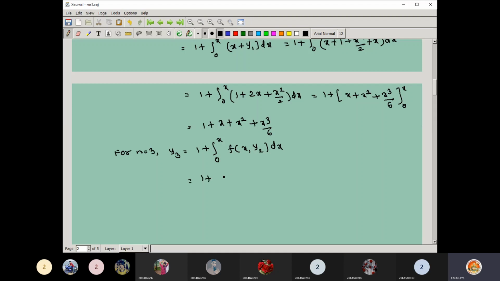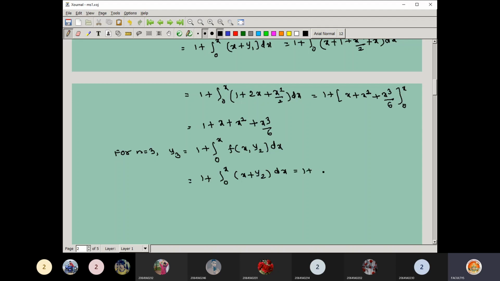So it is equal to 1 plus integral over 0 to x. f of x comma y2 means similar to f of x comma y. So as per your expression, x plus y, with y replaced by y2, dx.